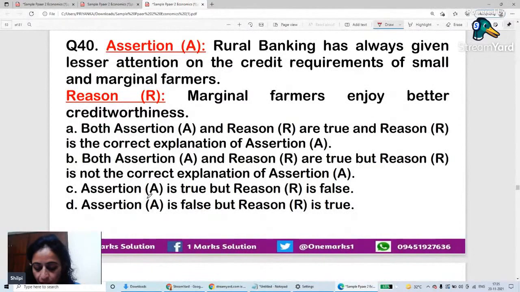Assertion says rural banking has always given lesser attention to the credit requirement of small and marginal farmers. Yes, very true. Whatever facilities were provided under rural development through the rural banks or their credit system, they hardly gave any attention to the small and marginal farmers. Reason says marginal farmers enjoy better creditworthiness. No, this is false. So assertion is true and reason is false. We will go for option C in this.